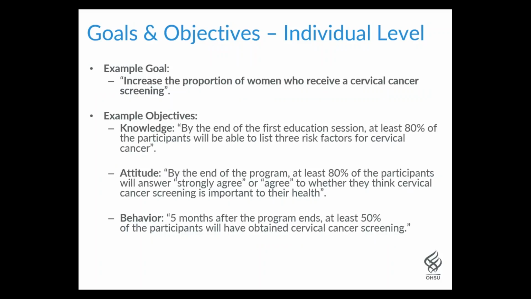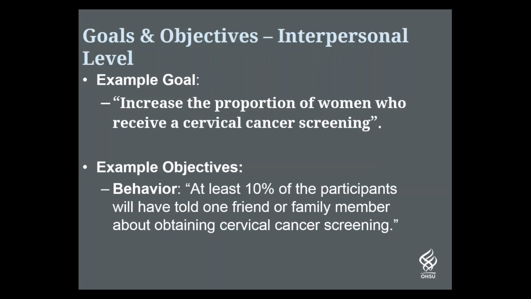Our goal across all of these stays the same, but what we're doing is identifying objectives that relate to each of the levels of the ecologic framework, so individual through policy. This is an example of some. Risk factors for cervical cancer. How would you do that? An education program. You want to be able to change attitudes and look at increased screening.